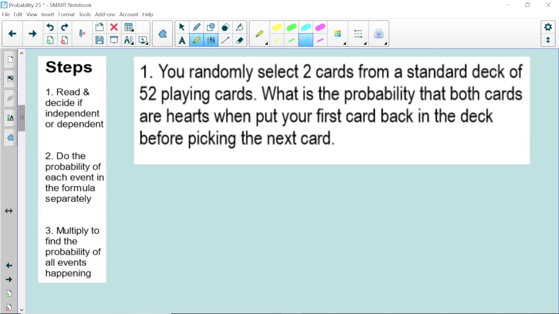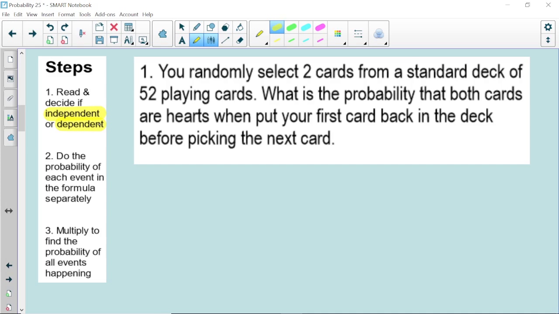So let's take a look at those 3 steps on the left side of your notes, because we're going to need to do this every time we see that we're doing multiple events. As you're reading through the problem, you're going to read carefully, and you see that we're doing 2 or more things. That means you need to decide, is this an independent event or a dependent event? Are our 2 events being affected by one another? Or can they stand on their own? Are we replacing an item? Are we keeping an item?